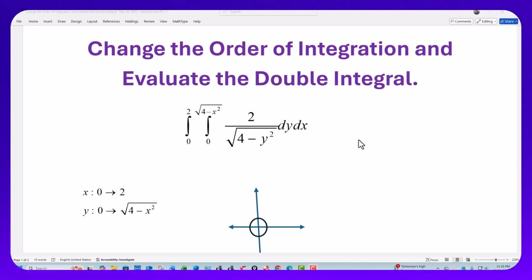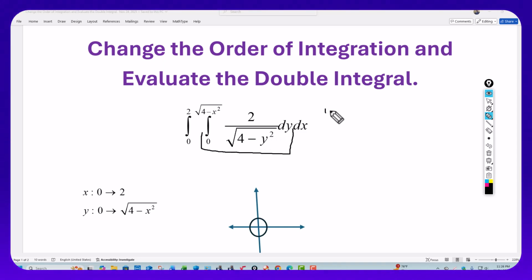For this video, we want to change the order of integration and then evaluate the double integral. So as it is right now, we want to start the integration with this inner integral here that goes from 0 to the square root of 4 minus x squared. And the first integration is with respect to y. And you have a function of y here. Because you have the square root of 4 minus y squared, this will involve a trig substitution.